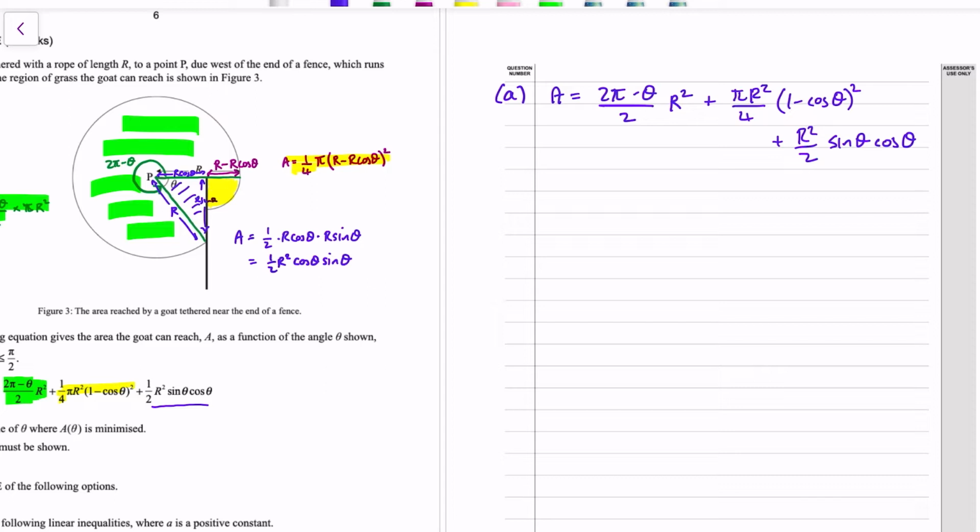The first term there is a linear function. If I put brackets around that, it makes it easier to see. We've got 2 pi over 2, or pi times r squared. When we diff it with respect to theta, that disappears. And then the last term of that brackets is minus theta over 2 times r squared. And when we diff that, it's a linear function, so it diffs to minus r squared over 2.